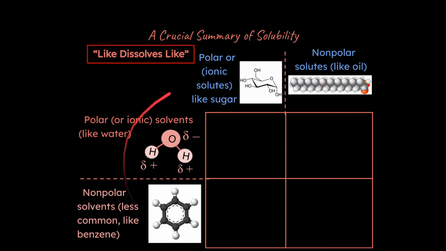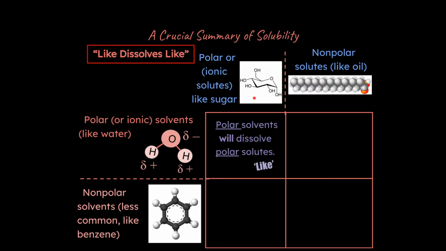Alright, and this is one last summary here that I do want you to take a look at. This is really crucial. We've been building up to this. So I want you to think about this phrase that goes with this topic, like dissolves like. You may have heard this from your teacher. And what does that mean exactly? Well, if you have a polar solvent, solvents are things that do the dissolving, and if you have a polar solute, that would be the thing that is dissolved, so if both of them are alike, then they will go together. They will dissolve. In other words, water will dissolve sugar.